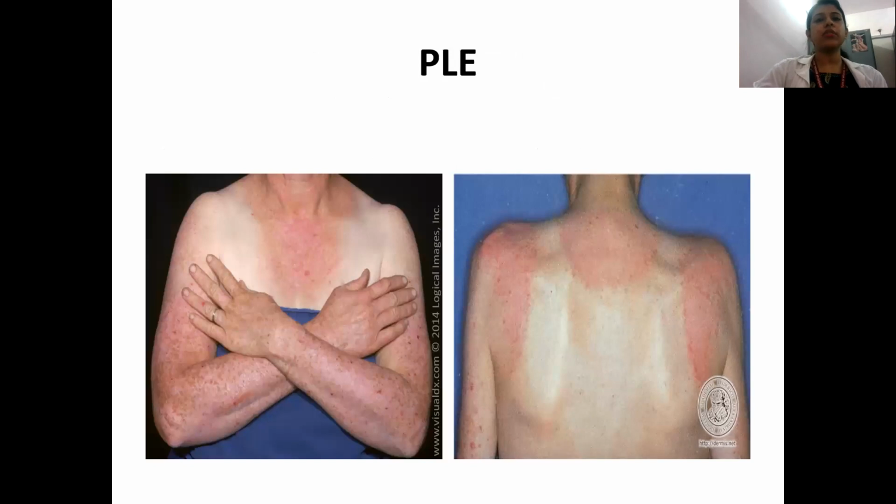So this is a photo of PMLE, where we can see that it is mainly on the sun exposed areas that there is formation of skin lesions. It's evident that only the patient's exposed part has the problem, and the non-exposed part where his clothes are there has no skin lesions, no skin problem. So it's because of exposure to sunlight, phototoxic photodermatosis.